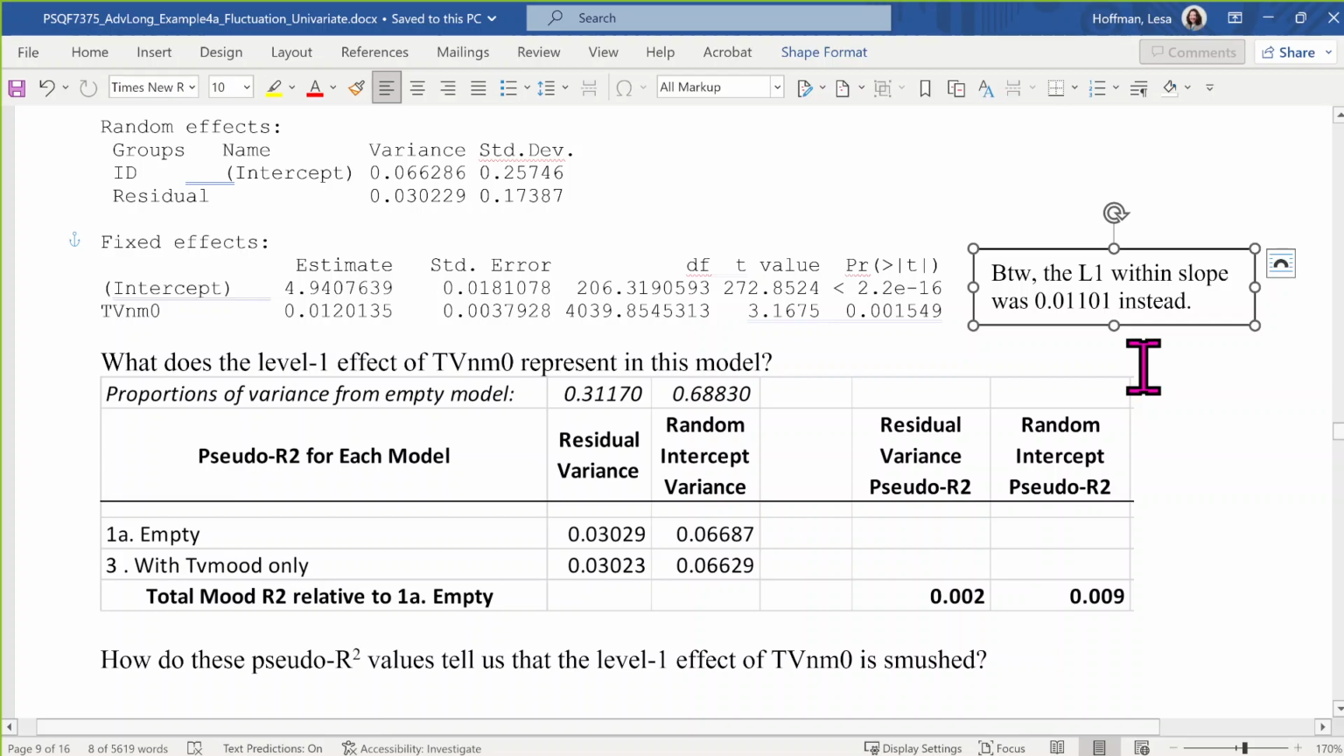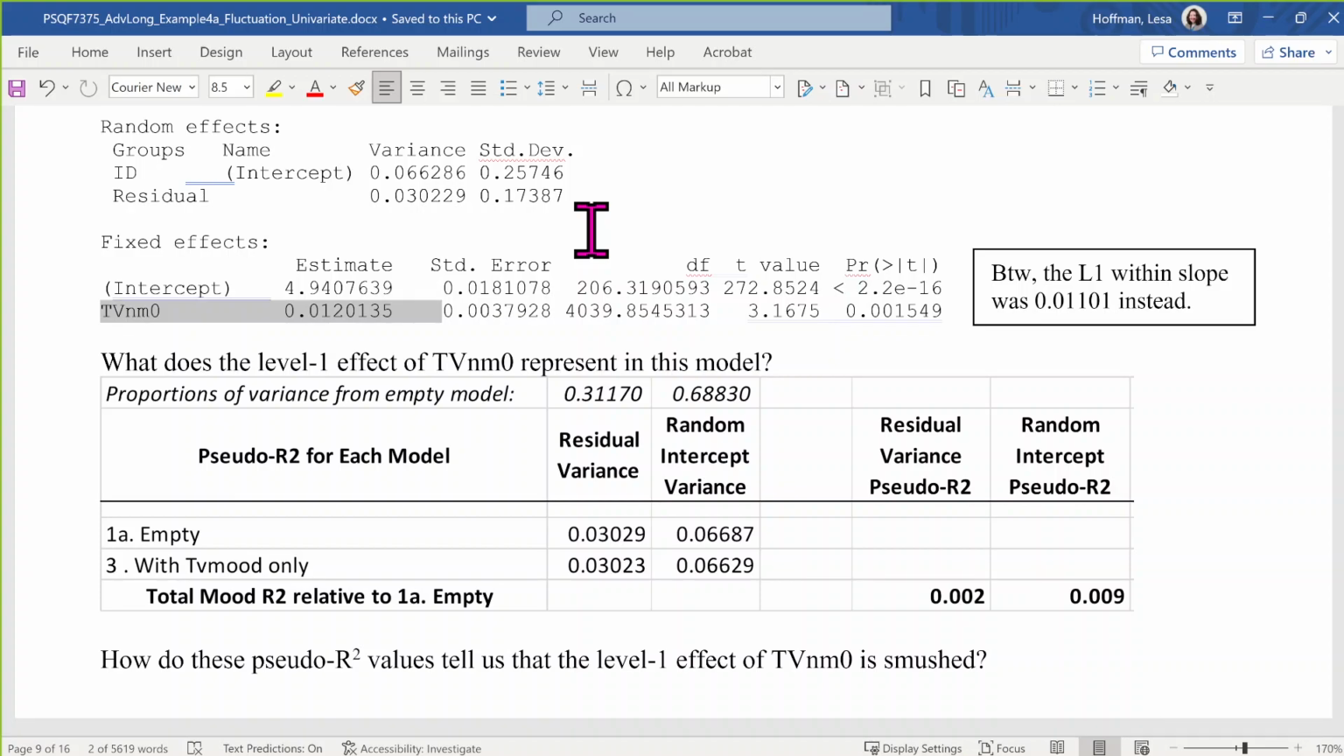The problem with leaving this model the way that it is not so much in level 1, because it's pretty close. It'll give you a decent approximation of within. The problem comes in level 2. So we're assuming that the between slope is also 0.012, and I know that it's not. It's actually much stronger.